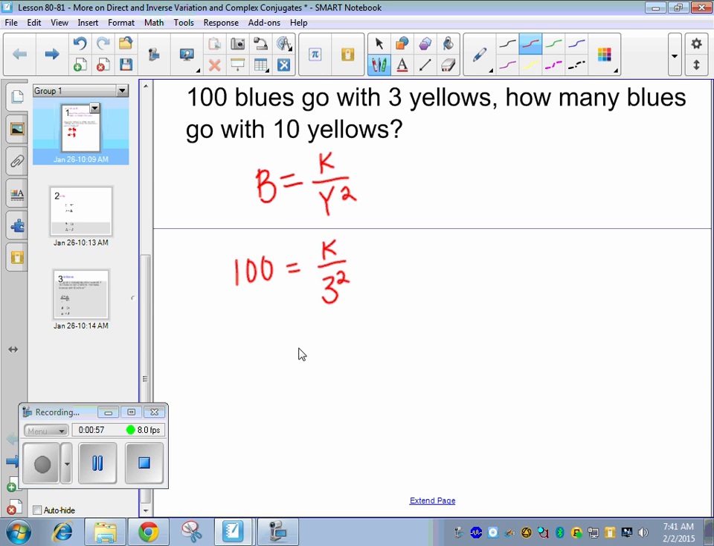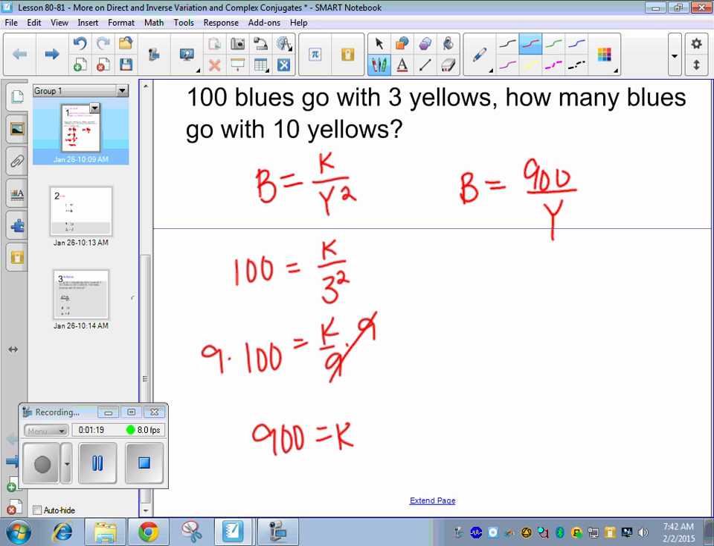So now we've got to solve for k, so 100 equals k over 9, and we multiply both sides by 9. So k is equal to 900. K is called the constant of variation. So now we have a formula that works for any of these. So it's always blues is equal to 900 divided by yellows squared.